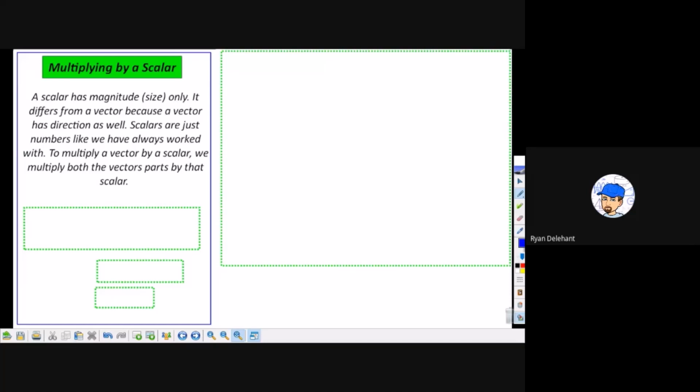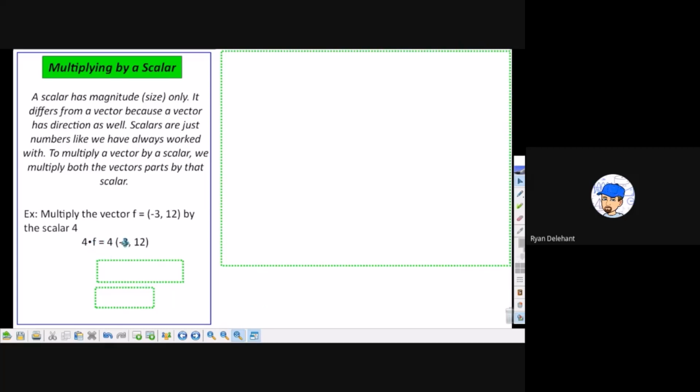We multiply both of the vector's parts by that scalar. So this scalar multiplication, I want you to think back to what we did with complex numbers. If we had 5 times 2 plus 3i, we multiplied everything inside by 5 and wrote our result. So if we wanted to take a vector, say vector f here, negative 3, 12, and we wanted to multiply by the scalar of 4.